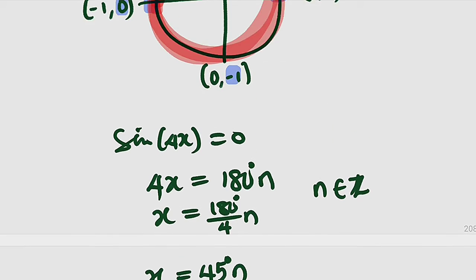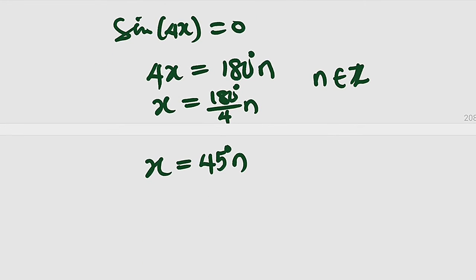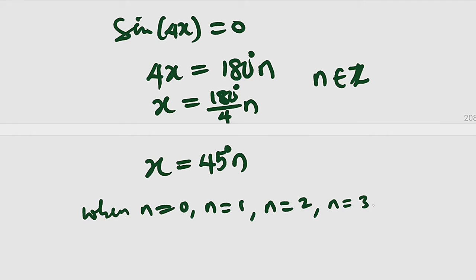All right, remember the condition given to us. We're asked to find the solution from 0 to 360 degrees. So we are all looking for positive values of x. So let's substitute for n equal to 0, n equal to 1, n equal to 2, n equal to 3, and so on. We're going to keep on substituting these values until we get to a value which is less than or equal to 360, because we don't want to go beyond 360.